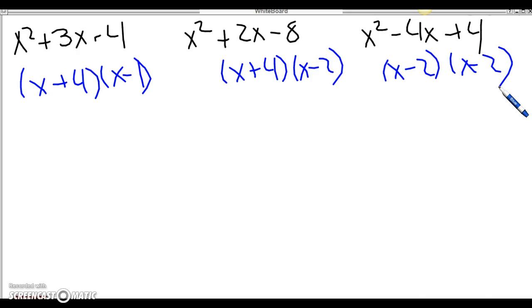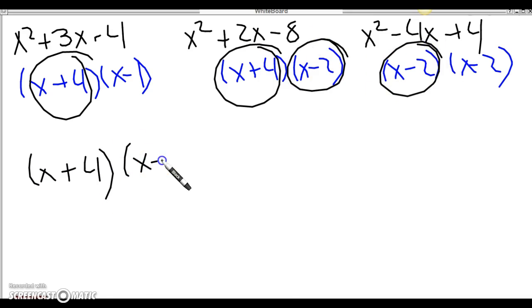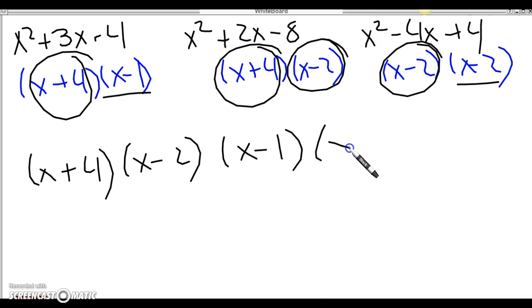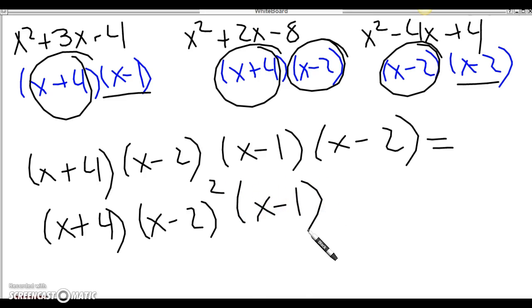Again, first I'm going to pick out what they have in common. These two have x plus 4 in common, so all I need is one x plus 4. These two have x minus 2 in common, so I need one of these x minus 2's. So what's left is the x minus 1 and another x minus 2. And so when I multiply that together, I get x plus 4, x minus 2 squared, and x minus 1. I hope this helps.